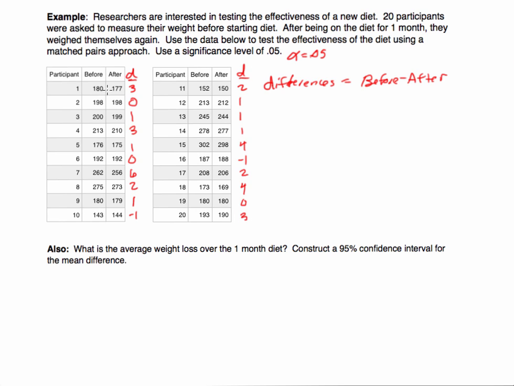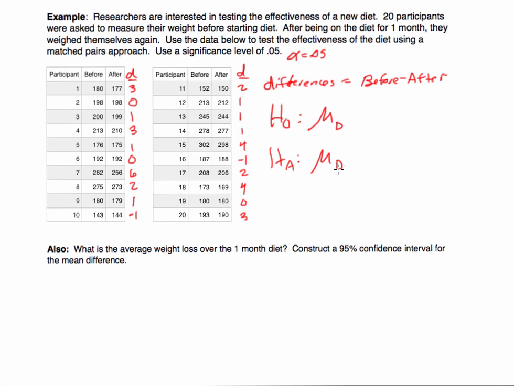So participant 1, using the diet, lost 3 pounds. Participant 7 lost 6 pounds. Looks like participant 10 and participant 16 actually gained a pound, where their weight afterwards was higher. So using these differences, we want to create our null and alternative hypothesis, and that's what the null and the alternative look at. We're not going to test that the difference is equal to 0. We're going to look at the mean difference.